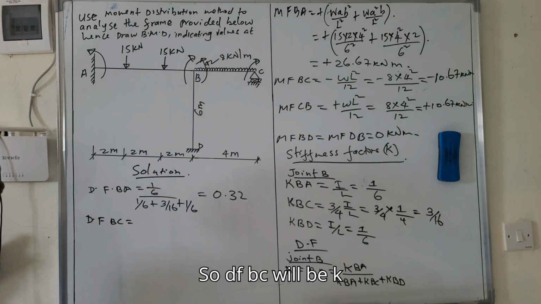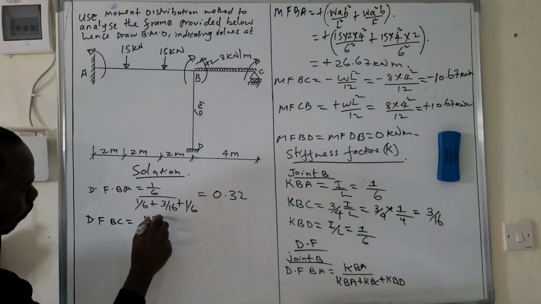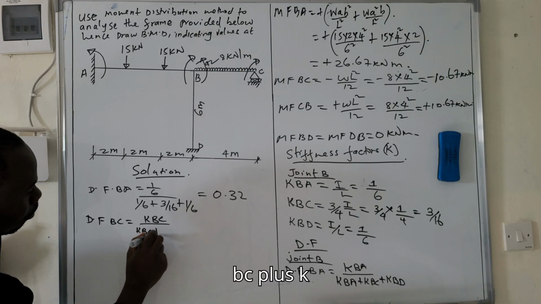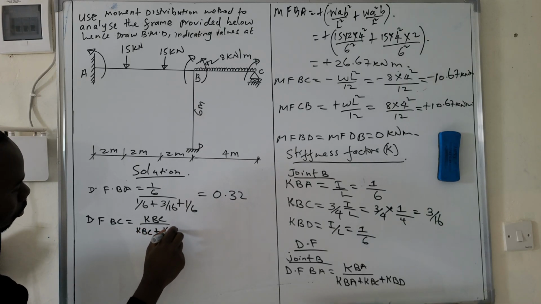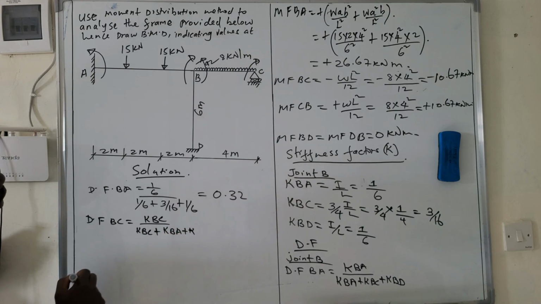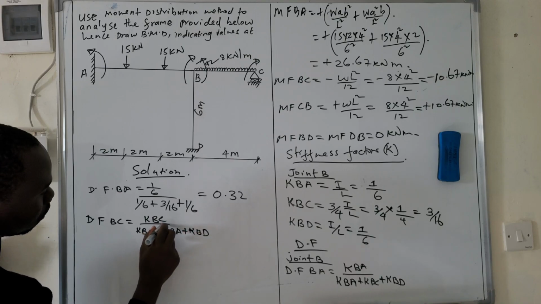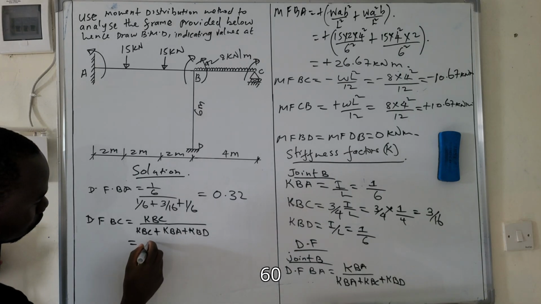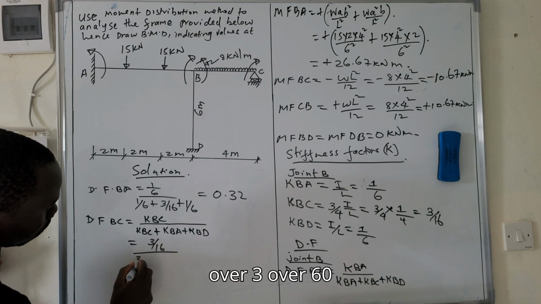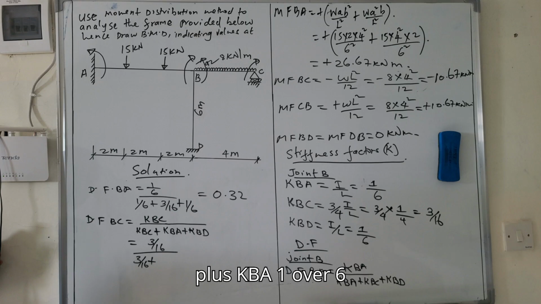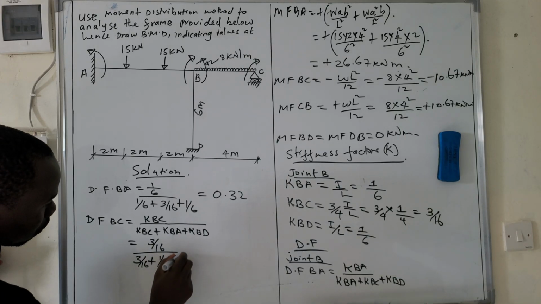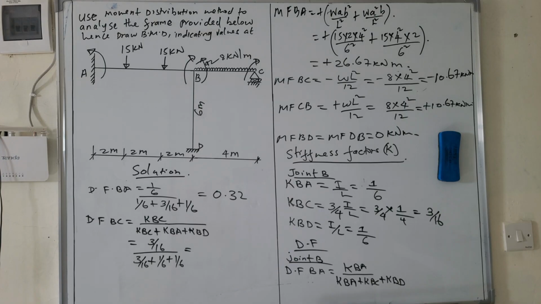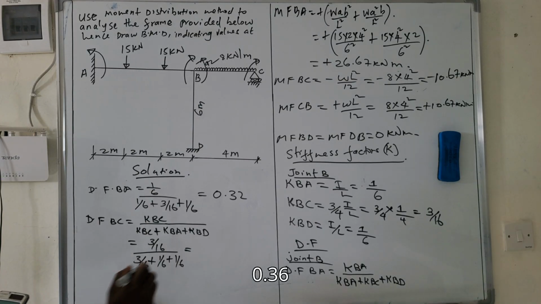We proceed to DFBC. DFBC will be KBC over KBC plus KBA plus KBD. So this one will be KBC 3 over 16 over 3 over 16 plus KBA 1 over 6 plus KBD 1 over 6. So our final DFBC will be 0.36.